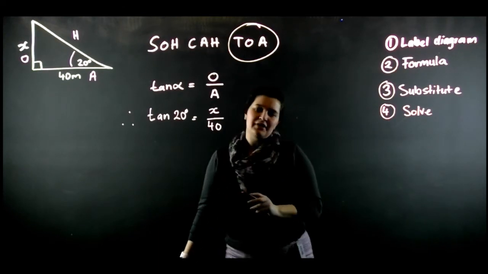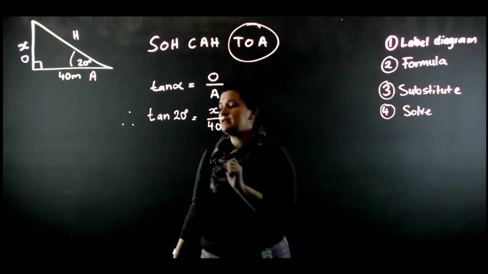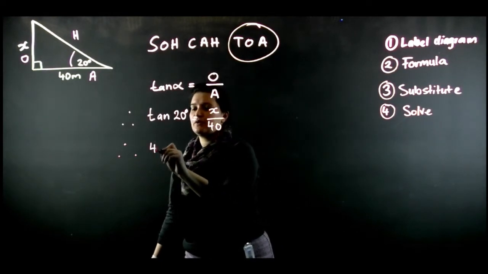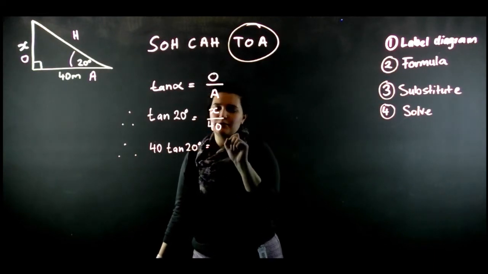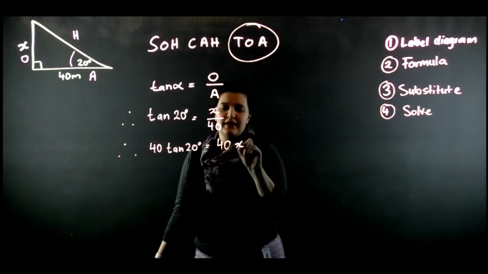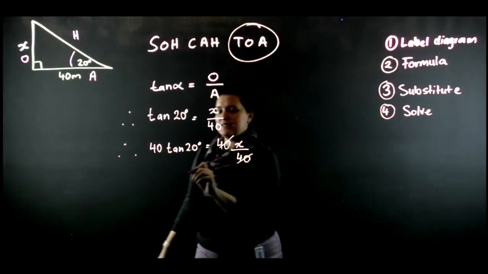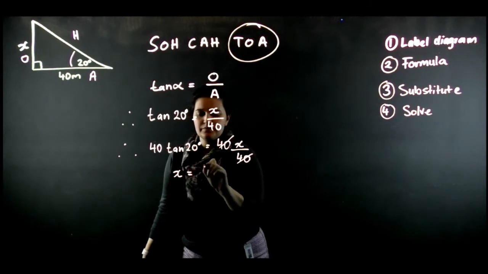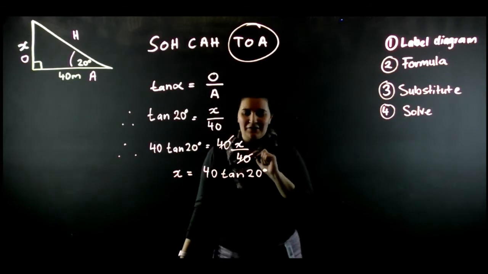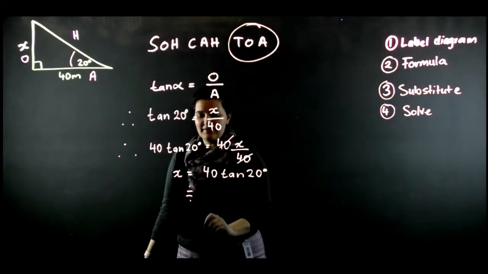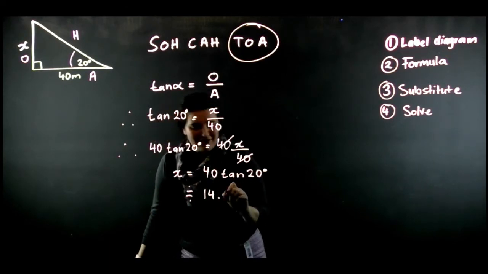So looking at this, I've got x divided by 40. I know I need to multiply both sides by 40 to get rid of that fraction. So therefore, 40 tan 20 equals 40x over 40, and I'm cancelling those 40s out. So I've got x equals 40 tan 20 degrees, which using a calculator you would find is approximately equal to 14.56.